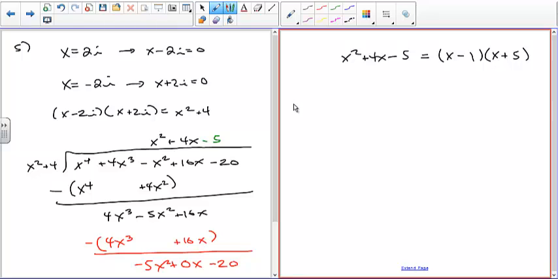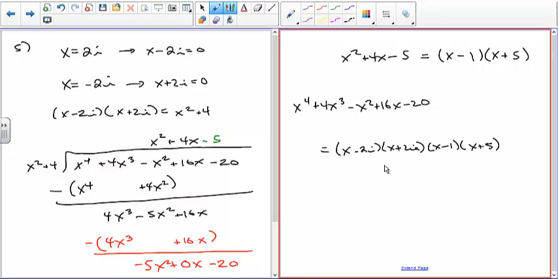So let's rearrange. We can say the original equation can be rewritten as these two, x minus 2i, x plus 2i, x minus 1, x plus 5. So those are the factors.